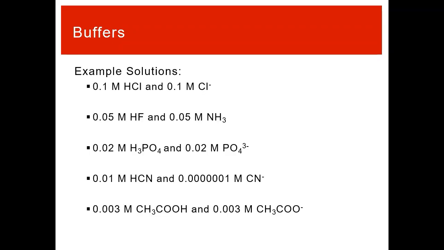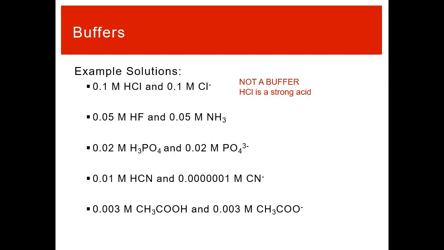So let's look at some examples and think, are these things buffers? One thing you'll note is all of our potential solutions have 2 things in them. That's going to be standard as we start to look at buffers, that we need to have 2 things in there. It needs to be the weak acid and its conjugate base, or weak base and conjugate acid. So first, 0.1 molar HCl and 0.1 molar Cl minus. That's not a buffer because HCl is a strong acid. That is a conjugate pair, but we would need a weak acid, not a strong acid.